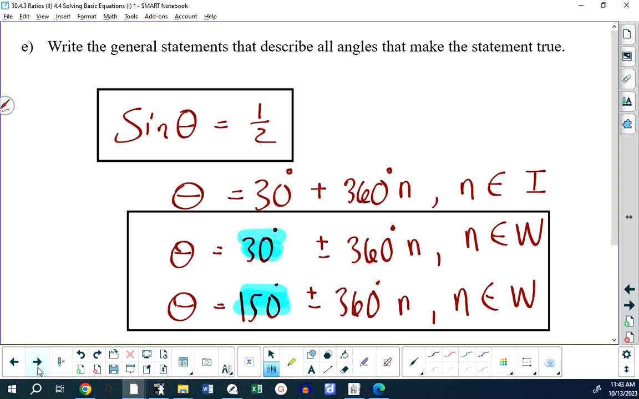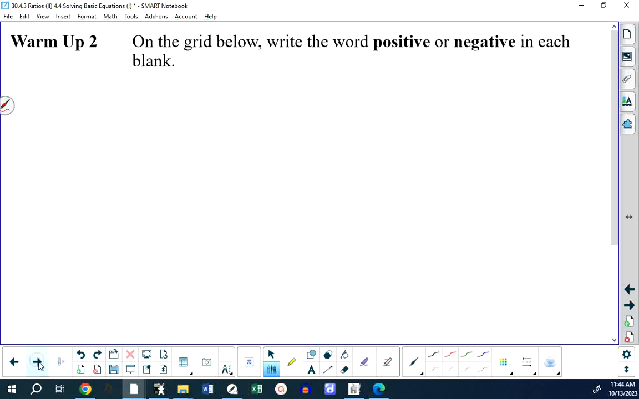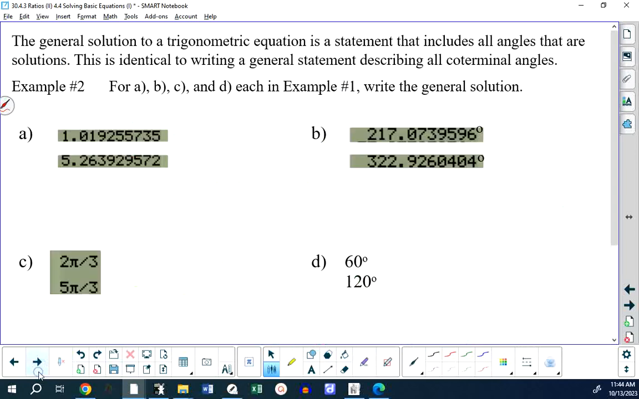But then I said, what's the general solution? We simply added multiples of 360. Well, that's what this last thing is asking us to do. It's saying the general solution is a statement that includes all angles. So for A, B, C, and D in the previous question, what would the general solution be? No need to flip back. If you look at the two solutions for D from 0 to 360, we decided it was 60 and 120. So what's the general solution?